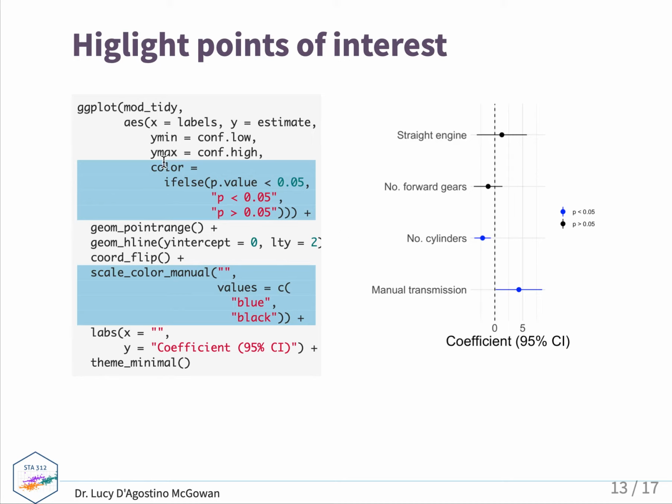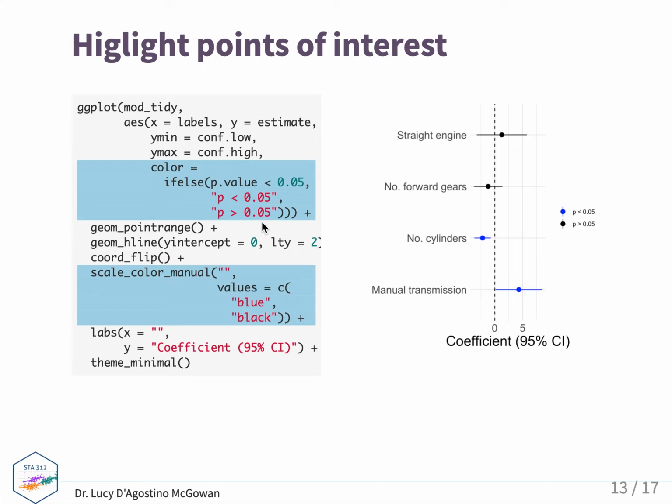To do that, we're going to color these using the color parameter here in the aesthetic, the aes, under the ggplot function. What I've done here is I've used an if-else statement to say if the p-value, so this p.value is a column in the mod_tidy data frame, consists of a value that's less than 0.05, I want to give it the label p less than 0.05, and otherwise I want it to be p greater than 0.05.